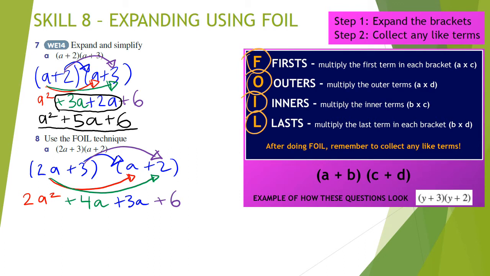Again, we look for any like terms. There's only one a squared term, that's 2a squared. The middle ones are like terms. This time it's 4 plus 3, so that gives 7a. And the last term is again a number, so we put that on the end, plus 6. 2a squared plus 7a plus 6 is the final answer.